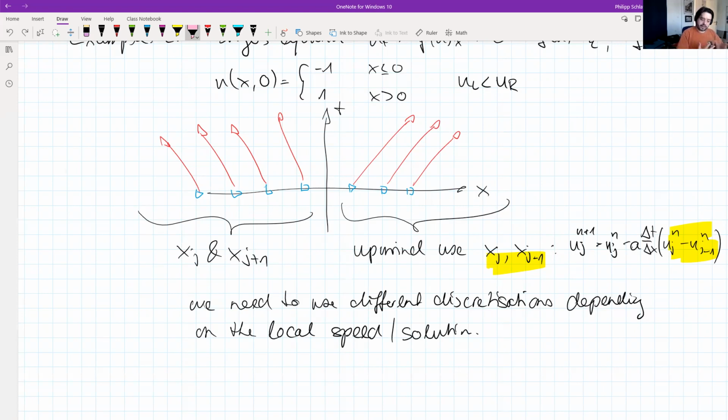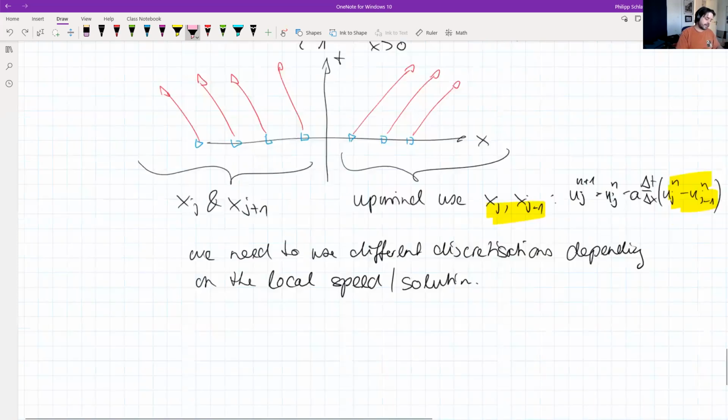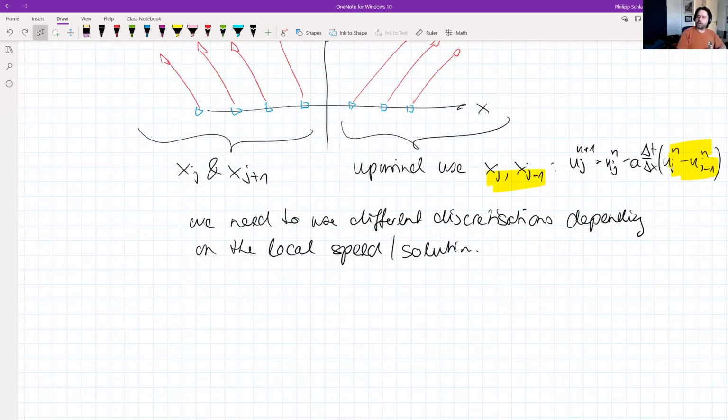So depending on how my solution is, I need to have a different discretization. And of course, I guess you understand why it's needed, but it may be a little bit cumbersome to implement. Therefore, I would like to show you a more general way of how this is done in numerical schemes, to sense on its own in what direction you would actually need to integrate.